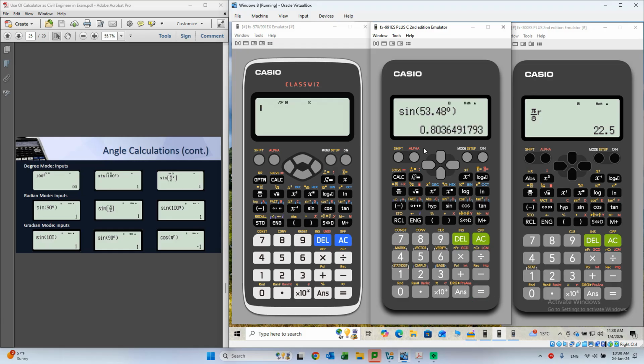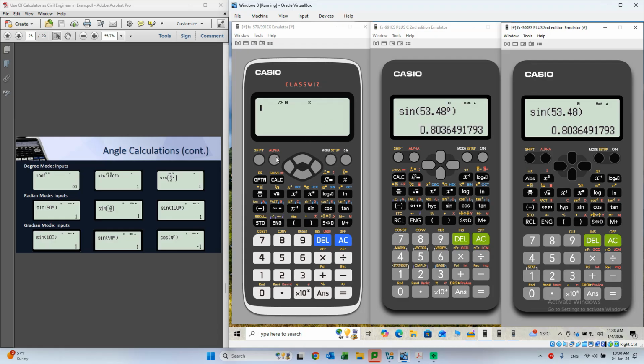That also works here. In this case I can write the same thing, sine of 53.48, and it's supposed to give me the same answer. In degree mode I don't need to put anything. But in radian mode, I need to put a degree sign here.